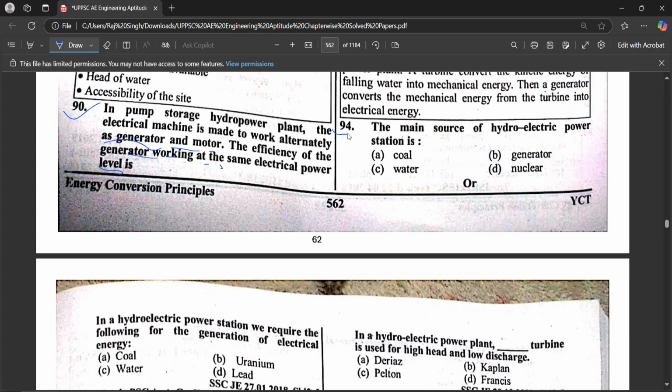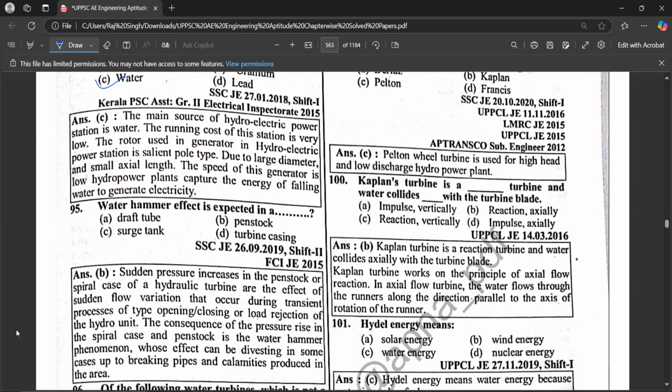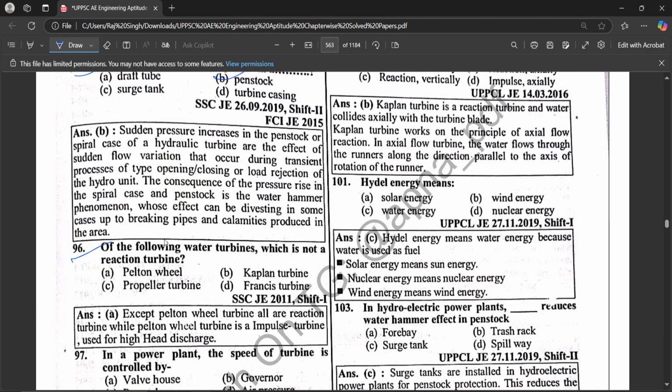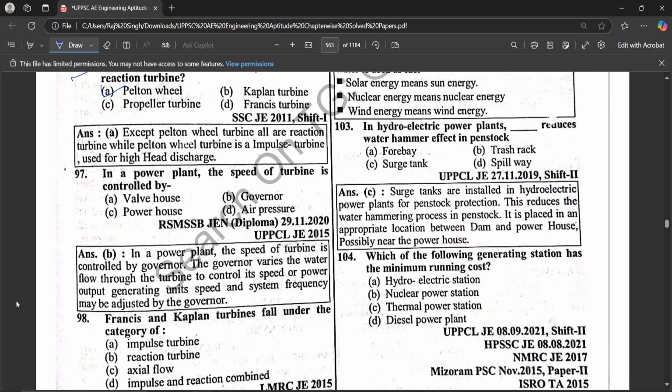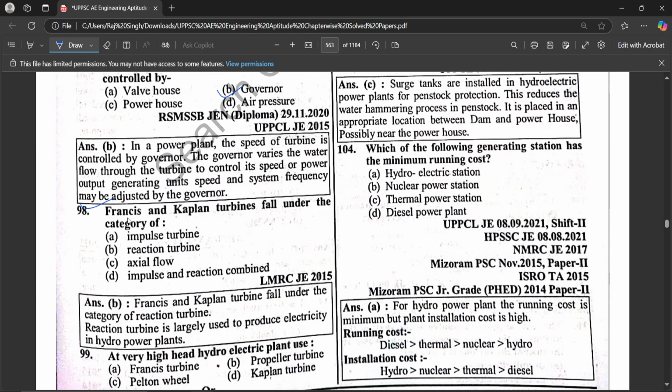The main source of hydroelectric power station is water. In a hydroelectric power station, the requirement for the generation of electric current is water. Next, water hammer effect is expected in a penstock. Of the following water turbines, which is not a reaction turbine? Pelton wheel. In a power plant, the speed of turbine is controlled by a governor. Francis and Kaplan turbines fall under the category of reaction turbine.